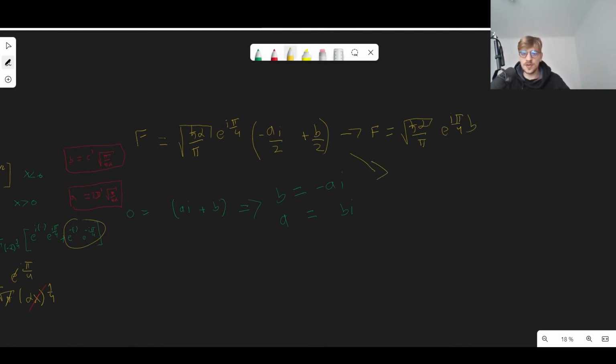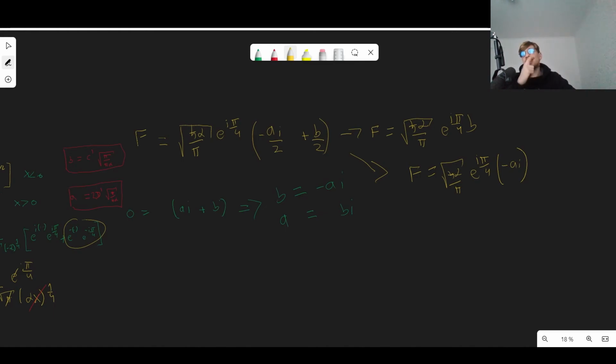And now doing the same thing, but getting rid of B instead of getting rid of A, we get F is equal to the same thing, ħα over π e^(iπ/4), and then we write -Ai over 2, -Ai over 2. So basically just -Ai. There we go. So now we found F in terms of B and A.